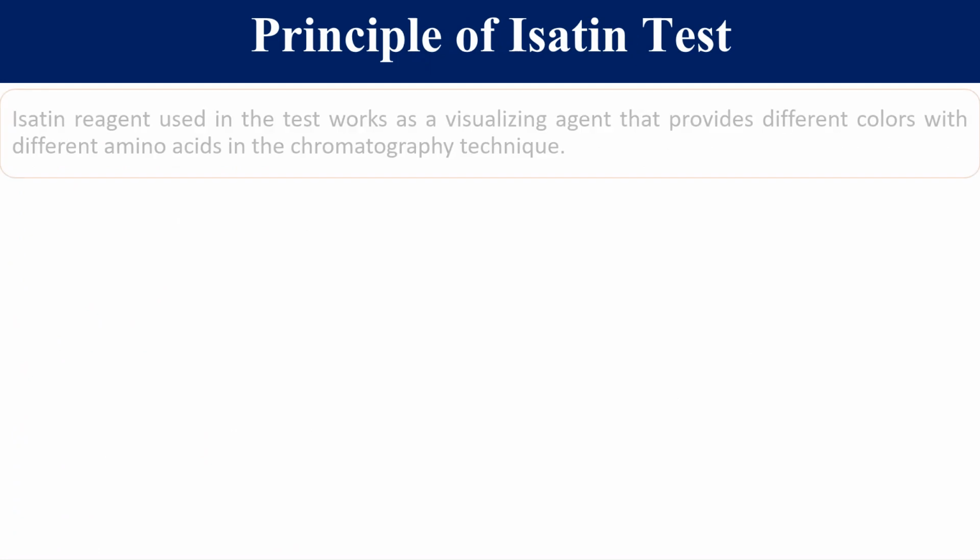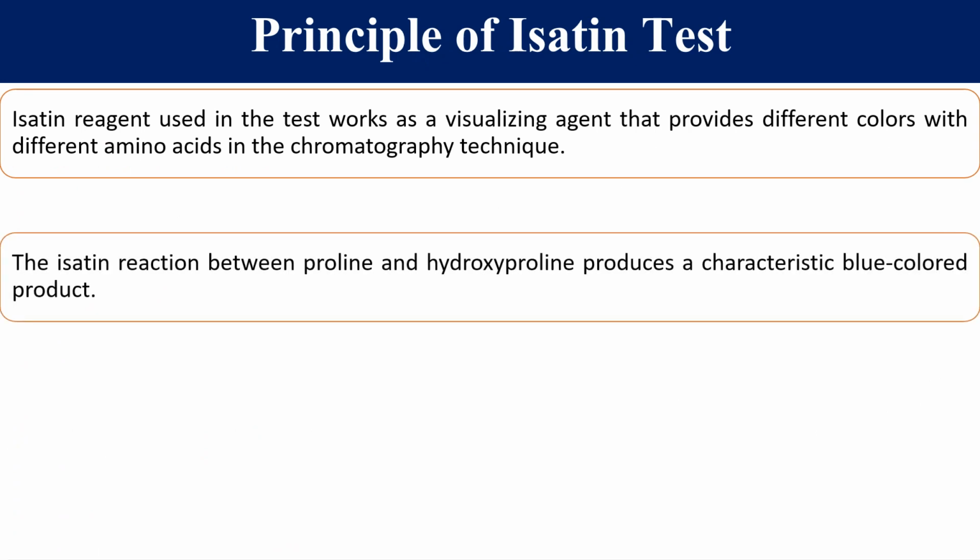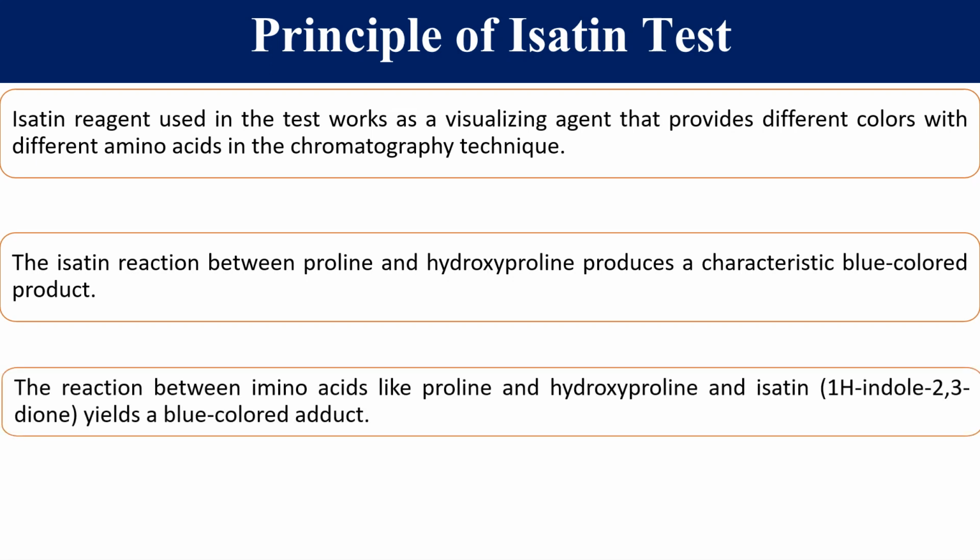The principle of this test, the basic summary, is that Isatin reacts with proline and hydroxyproline and gives a specific color product that we are going to see. In detail, the Isatin reagent used in this test works as a visualizing agent which provides a different color with different amino acids in chromatographic techniques. When we are performing chromatography, every amino acid gives a specific kind of color. The reaction between proline, hydroxyproline and Isatin, that is 1H-indole-2,3-dione, yields a blue colored product.